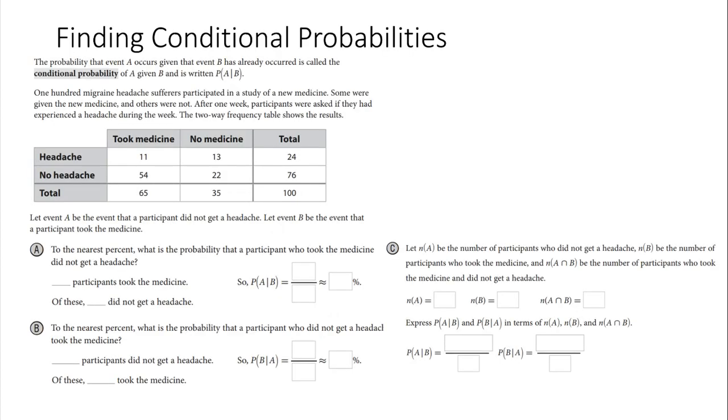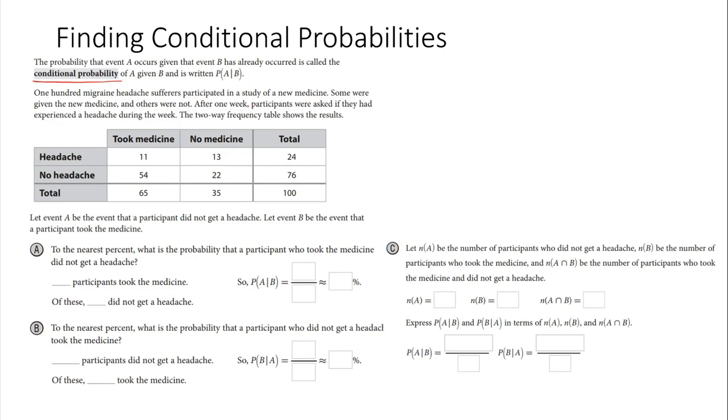All right, here we go. Finding conditional probabilities: the probability that event A occurs given that event B has already occurred is called conditional probability. My example is the jacks have to be red, but you're drawing the probability for a jack that happens to be red. So red has to already have happened.